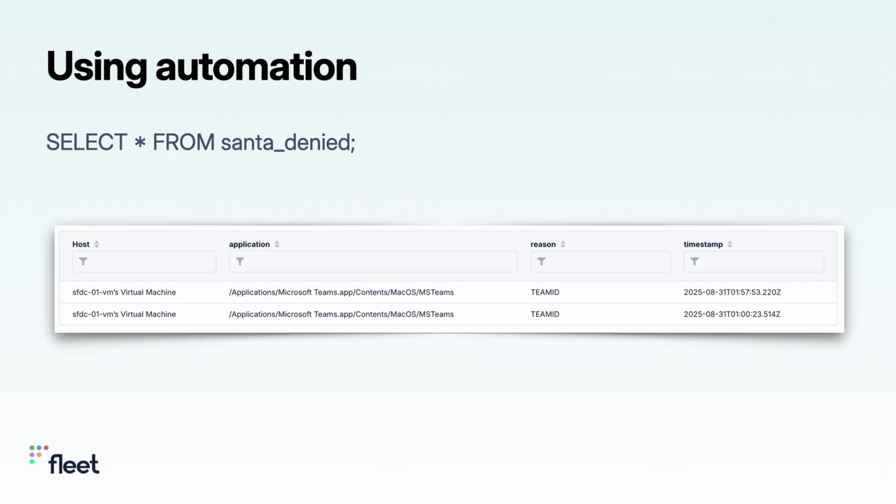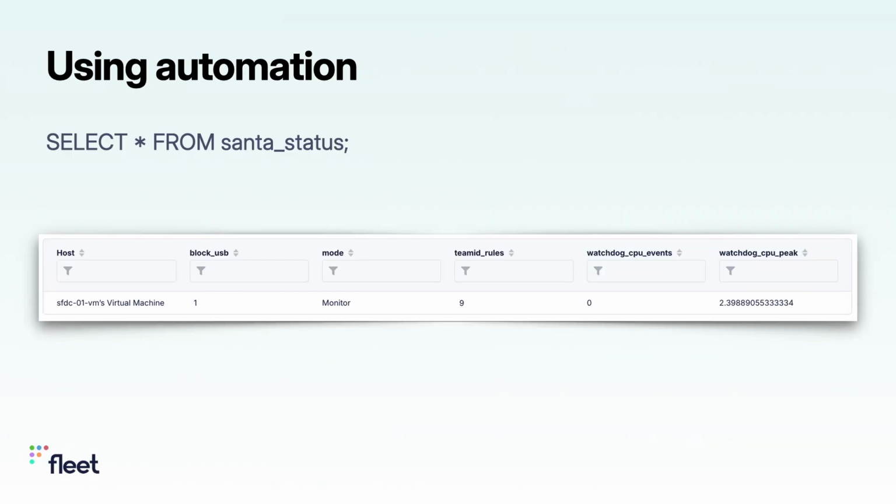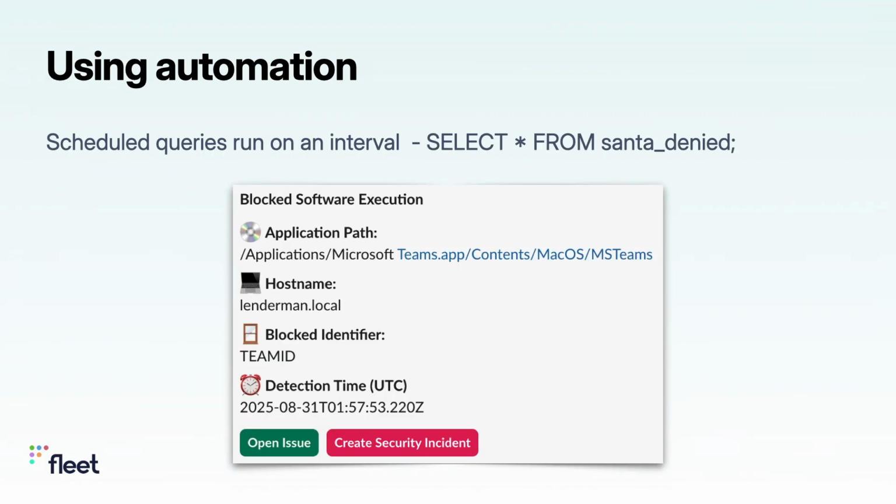But we also have other tables for Santa as well. For example, we have the Santa status table, which is really handy to gather information around your status or your configuration of Santa. For example, what mode you're running, number of rules that are set, any sort of watchdog information. This is super helpful to gather on a regular interval and then ship that to a SIEM to monitor for changes and look at state changes over a period of time. And with these tables and the data that comes with them, there's tons of automation that you can leverage.